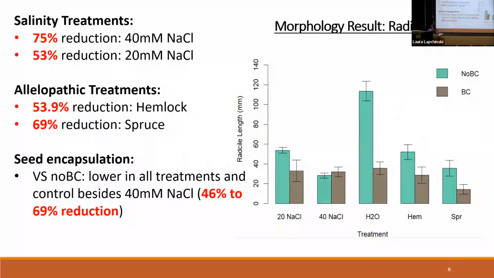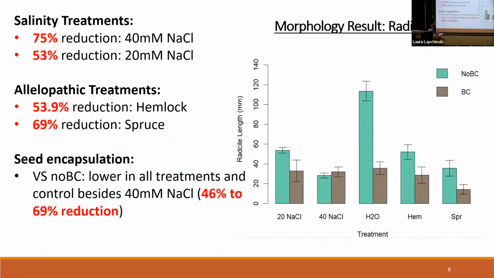And then, looking further, the other morphological parameter, which is my radical length, I see pretty much a similar level of reduction. I see 75% reduction when compared with 40 millimole of sodium chloride with my distilled water. Then I see 53% reduction when I compare the lower sodium chloride concentration with my distilled water one. And again, with my allelopathic treatment, I see pretty big reductive effects as well.